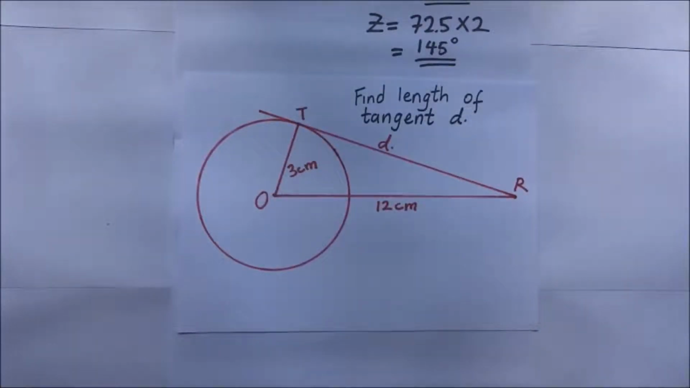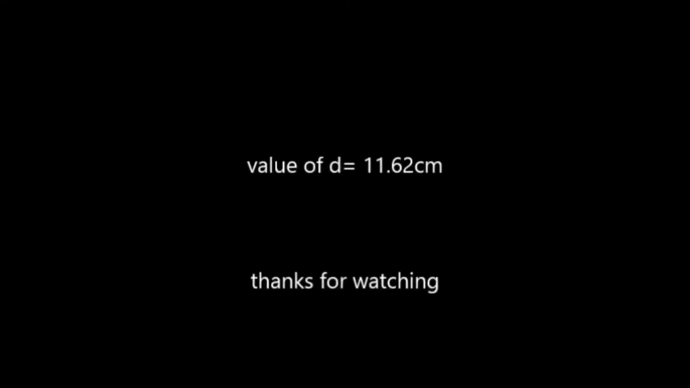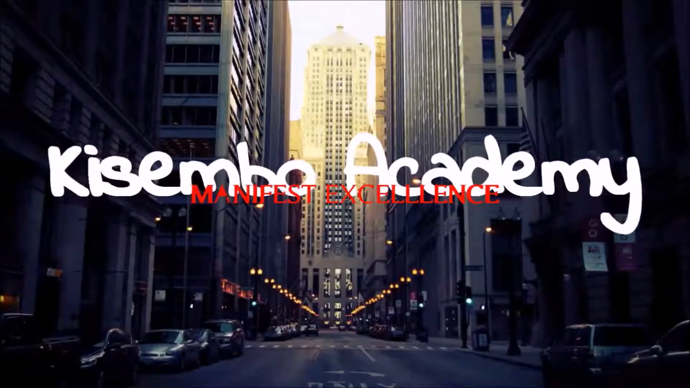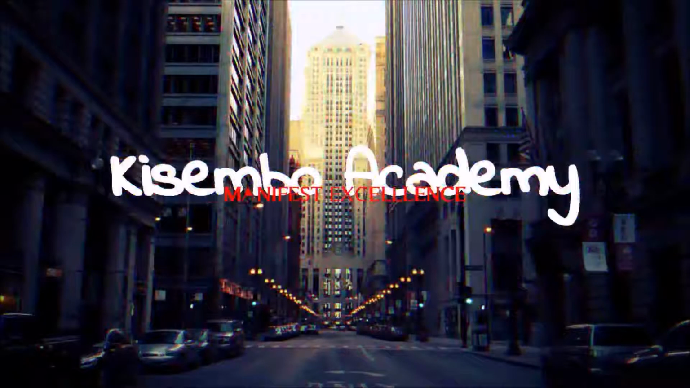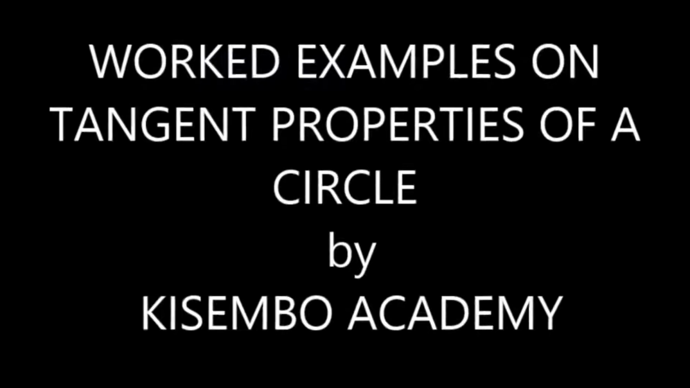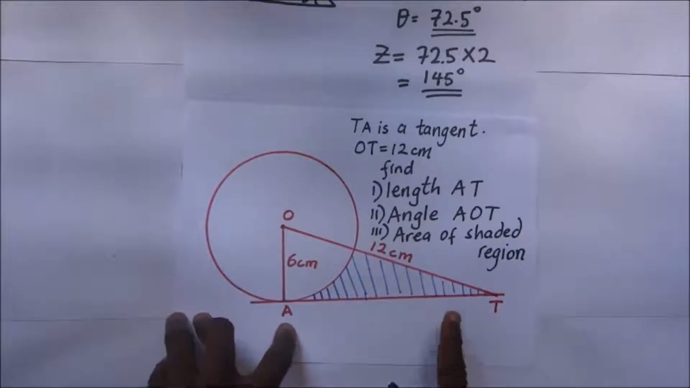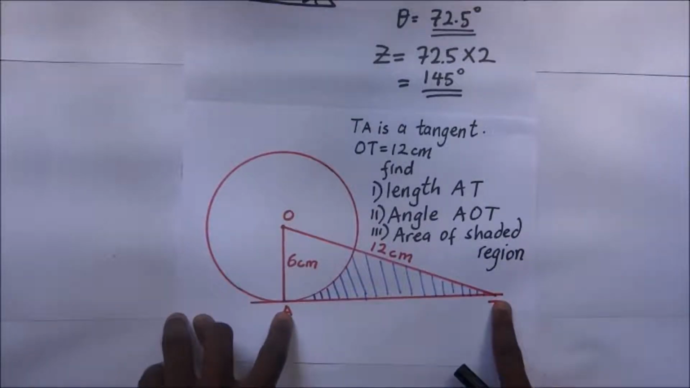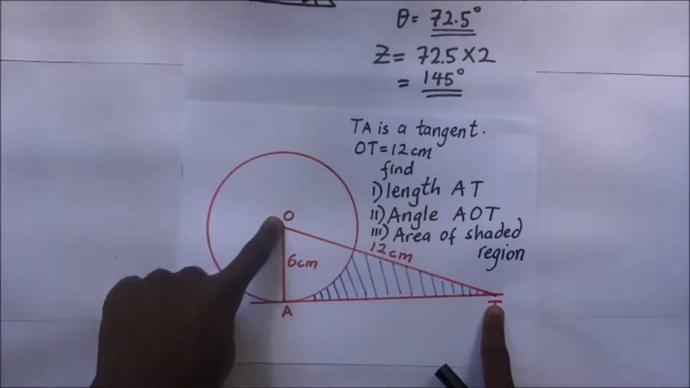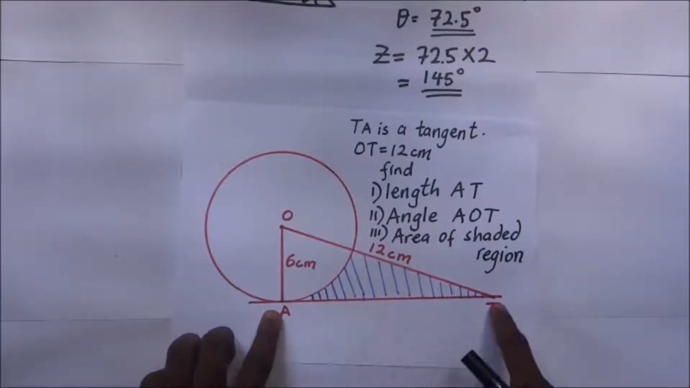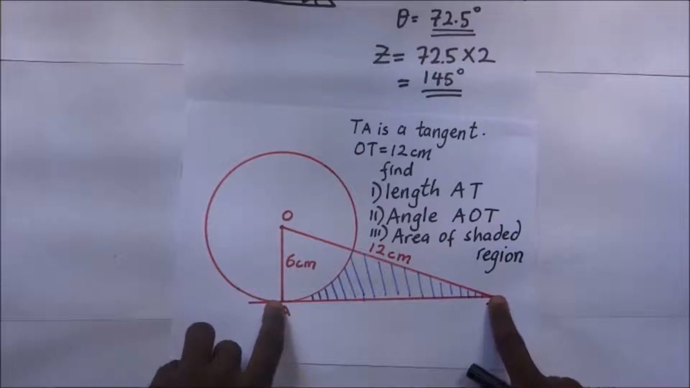We can try and find the length of the tangent. We're having a tangent here. TA is a tangent. This is a tangent. OT is 12 centimeters. Find the length of AT. So we need to find the length of the tangent from this point to that point.